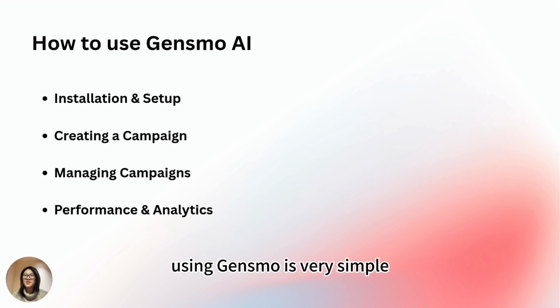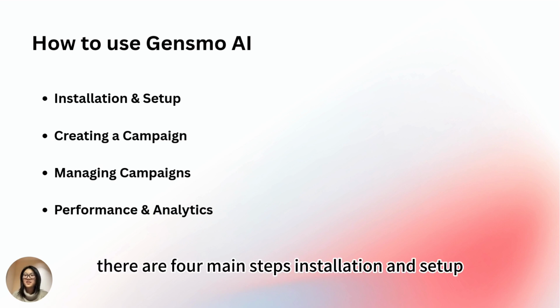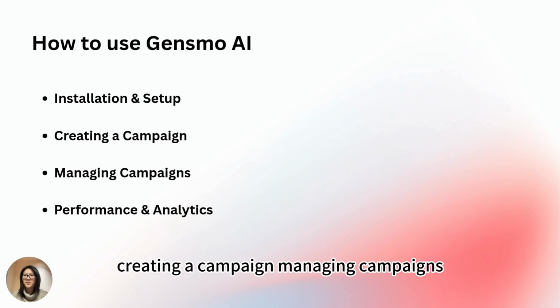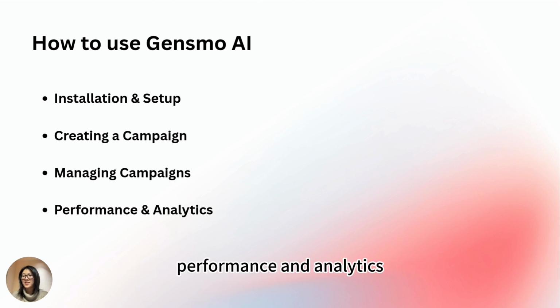Using Gensmo is very simple. There are four main steps: installation and setup, creating a campaign, managing campaigns, performance and analytics. Let's walk through each step.